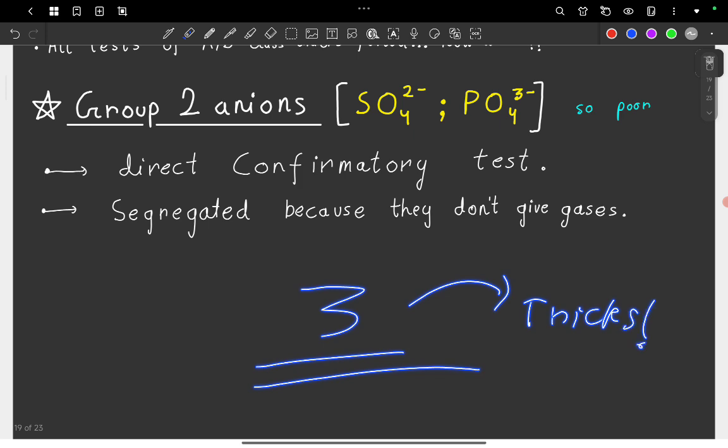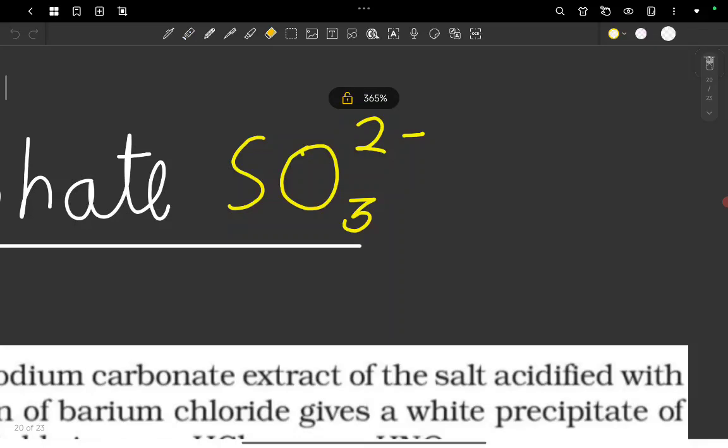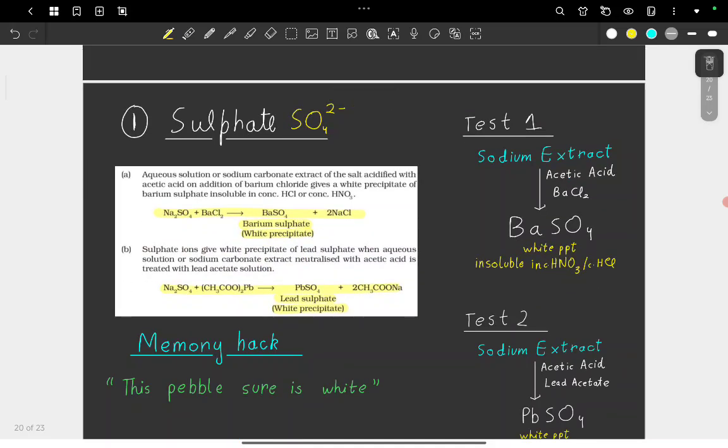So let's not waste any further time and let's go to the sulfate ion. I have written the sulfate ion formula wrong. Forgive me. So this is SO4 2 minus.